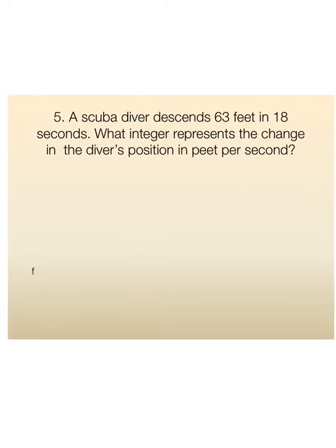Okay, for 5, we have a scuba diver descends, we know that's negative, 63 feet in 18 seconds. What integer represents the change in the diver's position in, let's say feet, per second? Okay, so if it descends, we have a negative 63 divided by 18. Well, we have one negative, therefore our answer will be negative, and if you put that into your calculator, you'll get a negative 3.5.